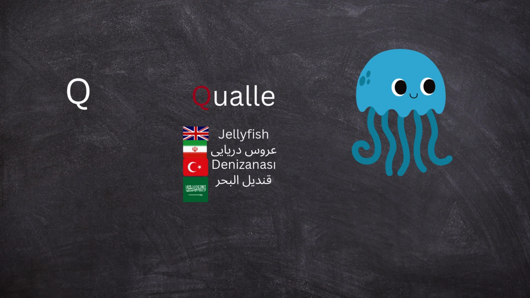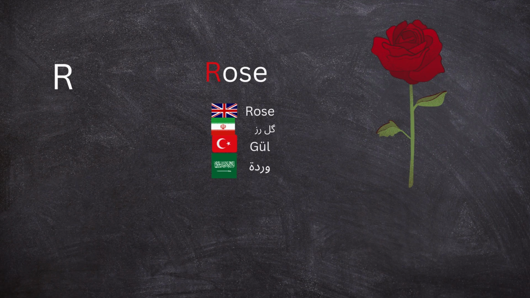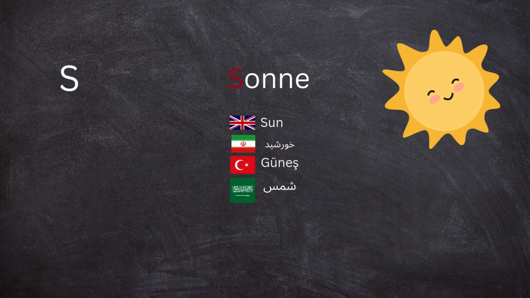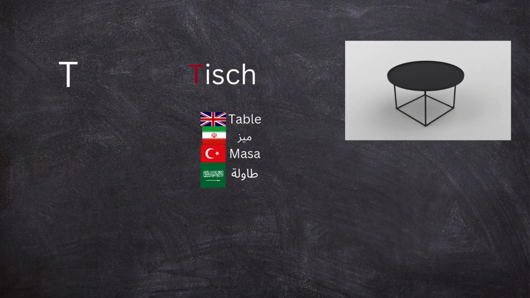The next letter is R. Say it like this. R, like in Rose. The next letter is S, like in Sonne. The next letter is T. Say it like this. T, like in Tisch.